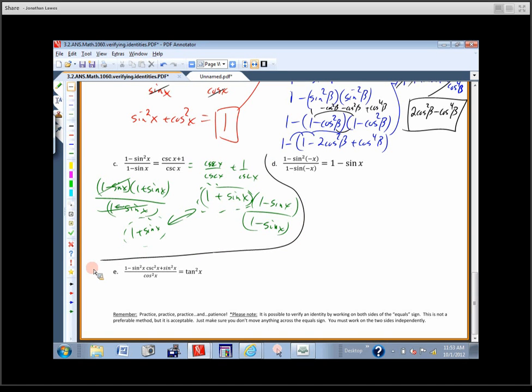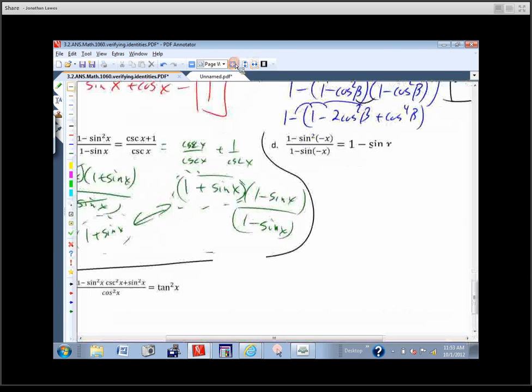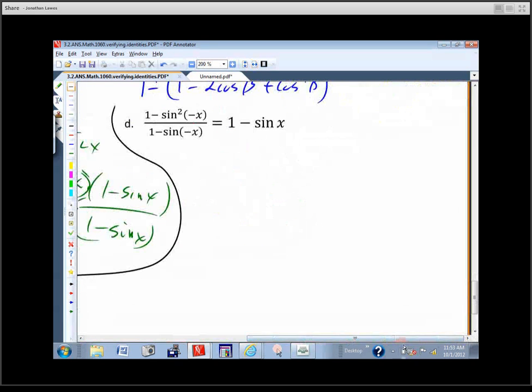Okay, then let's do the last 2. Let's take a good look at this one. And we said it's good to work on the complicated side. That's pretty easy to spot here, isn't it? Does this one look bad? Okay, at first glance it might look pretty ugly. Okay, but we can clean this up really quickly, again using those odd-even identities.